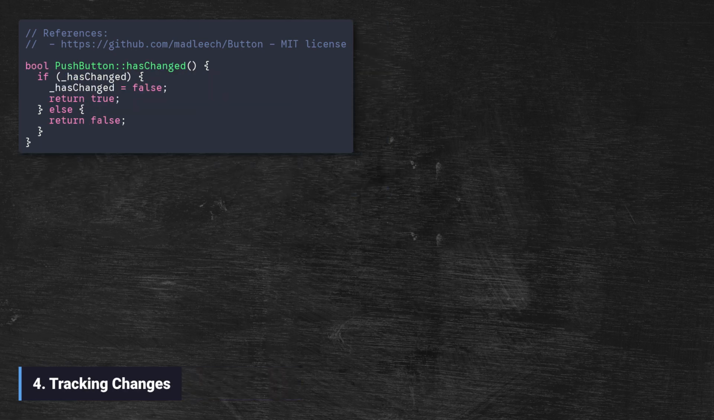We also implement hasChanged. This method returns true only once per state change. After it's called, it resets the internal flag to false.